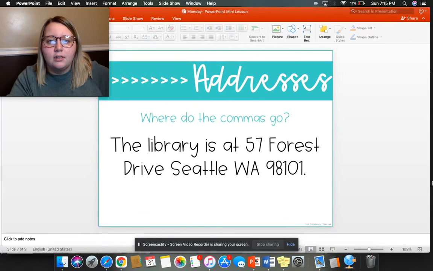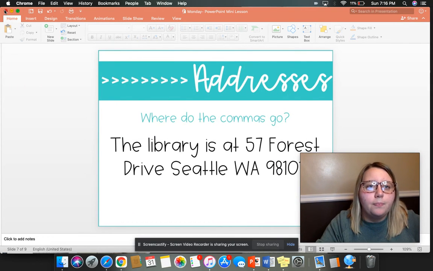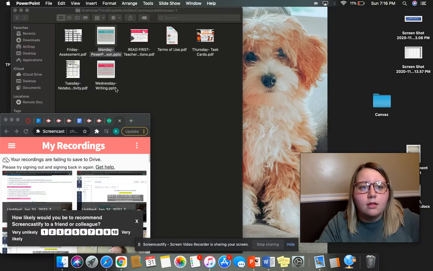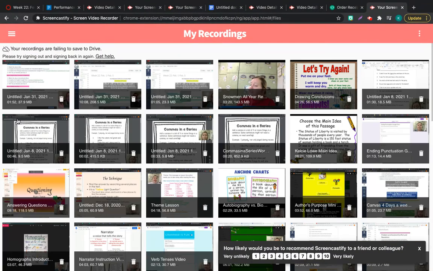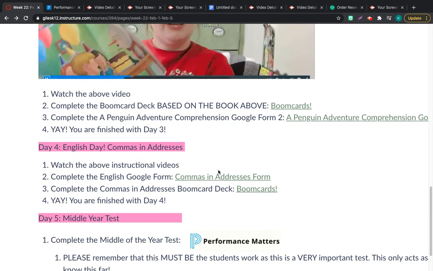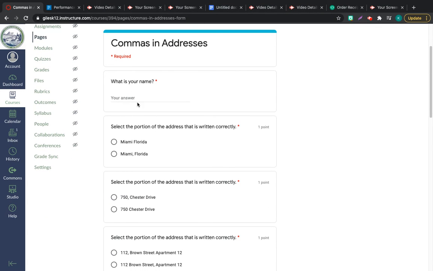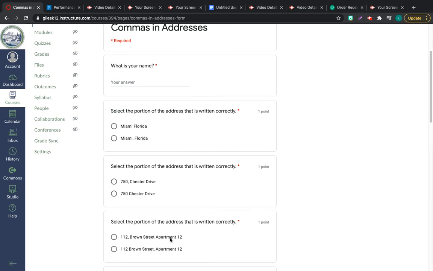Great job. All right, so for the assignment, you will have to do a Google form, commas and addresses Google form, and a commas and addresses boom card deck. For the Google form, you will, of course, put your name, and then you'll go through the questions, and you will put where you would put the comma.